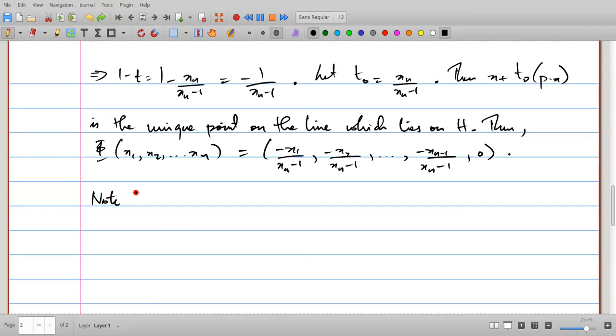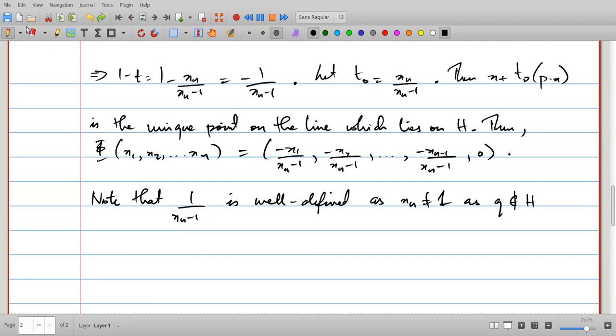So notice that 1 upon xn minus 1 is well defined as xn is not equal to 1, as this point x is not in the hyperplane h prime.